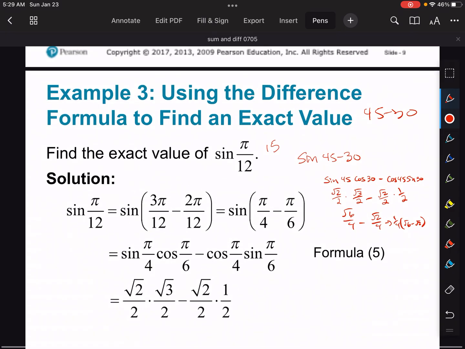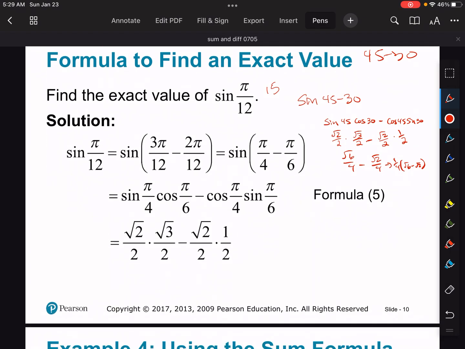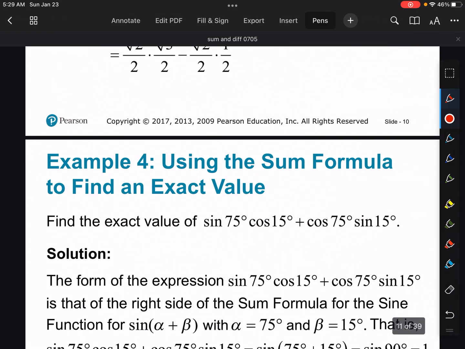Okay, they did it a little bit different here. I converted to degrees. They kept it in radians. If you want to see that method, it's here. But you end up with the same math at the end.